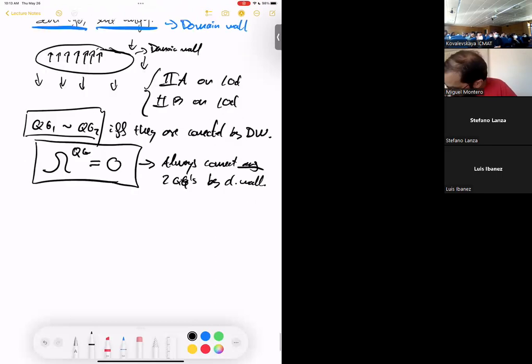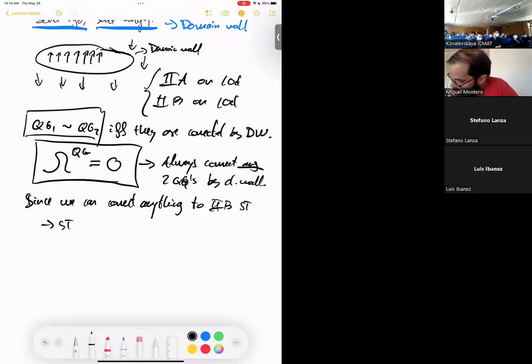And as Irene was saying yesterday, in particular, this would imply, if true, because you can connect anything, since we can connect anything to, let's say, type B string theory in a number of dimensions, that string theory, if this conjecture is correct, would be the unique quantum theory of gravity. Okay? Now, it's motivated by this global symmetries conjecture and so on and so forth.